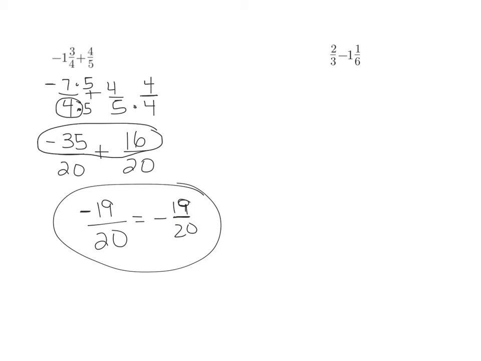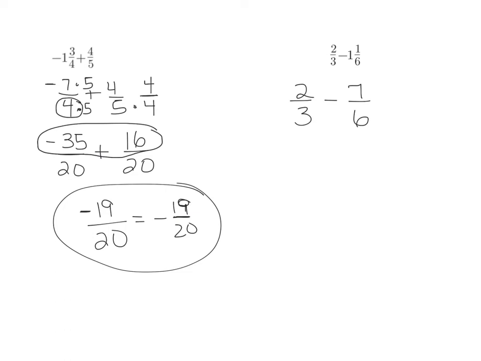Now let's take a look at the next one. 2/3 minus 1 1/6. Again, we have a mixed number that we need to change to an improper fraction. So 2/3 is fine just the way it is. We're then going to change 1 1/6 by doing 6 times 1 is 6, and 6 plus 1 is 7. So this gives me 7/6. This time we're subtracting. So this is going to be -7/6.